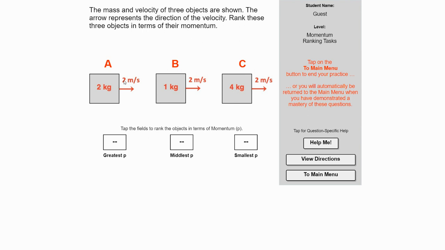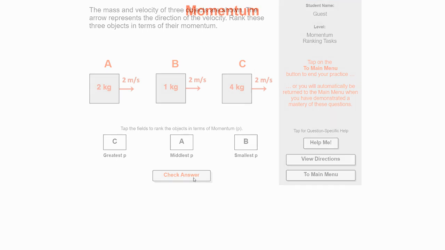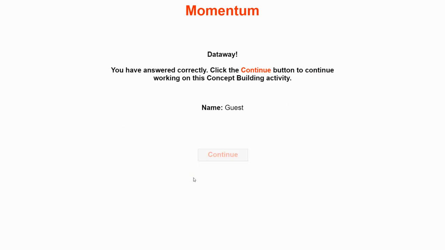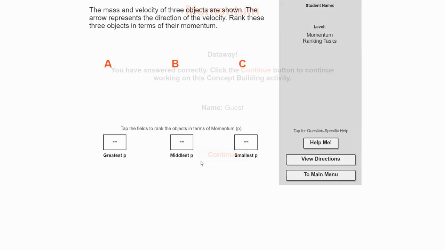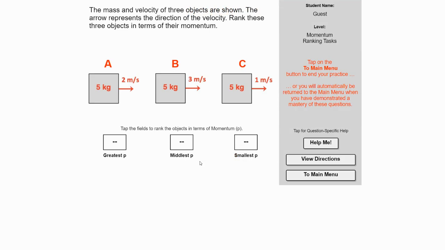Okay, 2 times 2 is 4. 2, 8. So I should be going C, A, B. You agree? Okay, now we got mass and velocity of 3 different objects shown. All right, so 10, 15, and 5.